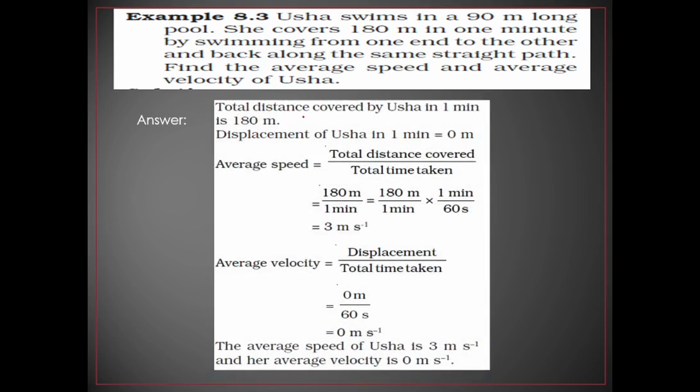First you need to write what the values given are. The total distance covered by Usha in 1 minute is 180 meters. It's given. First they ask us to find the average speed, so we'll find that. What is the formula of average speed? Total distance by total time taken. We saw it. So total distance is 180 meters, which is given, and total time is 1 minute.